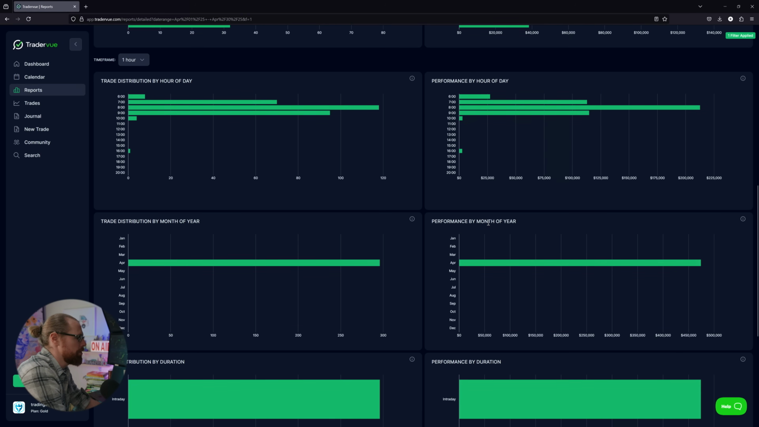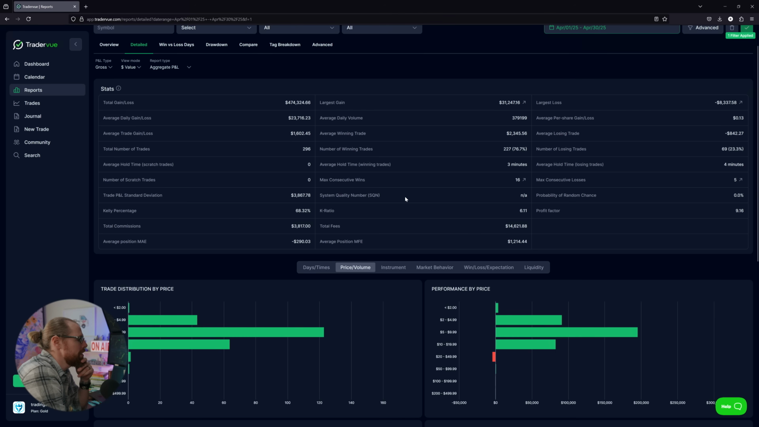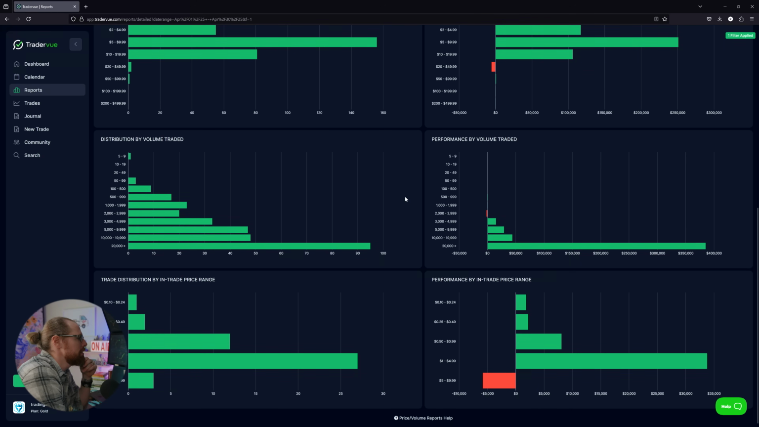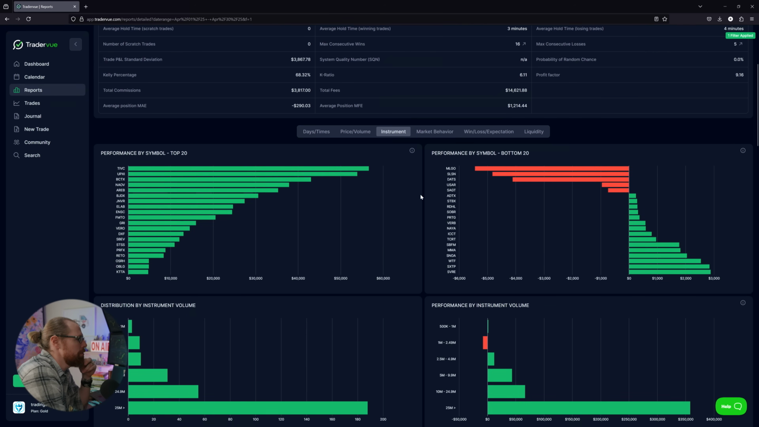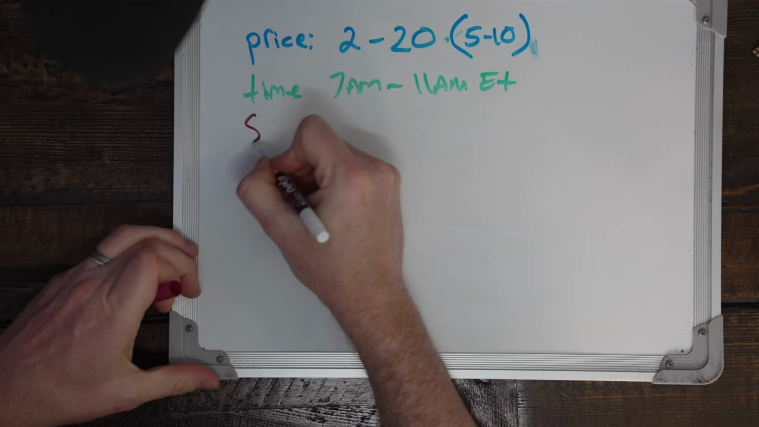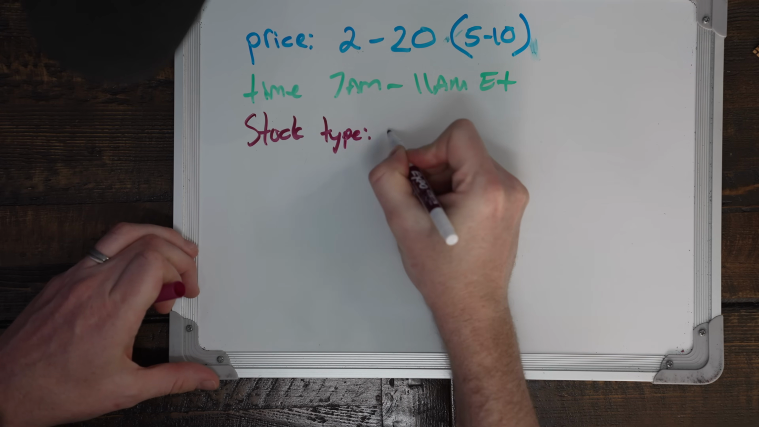Okay, so now I've gotten a little perspective on time. So now let's look at price and volume. So we looked at price already, and actually we're going to look at instruments. So these are the stocks I made the most. These are the stocks I lost the most on. We could analyze each of these stocks, but what I'll tell you from my own knowledge is that I do best on certain types of stocks. So stock type, so biotech.